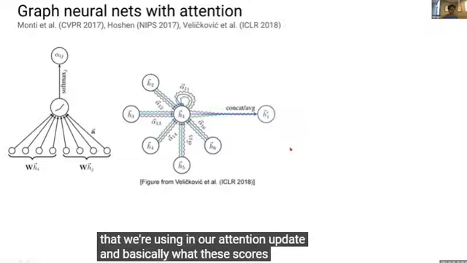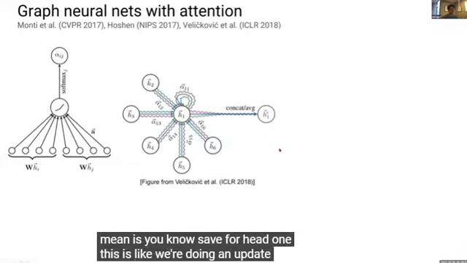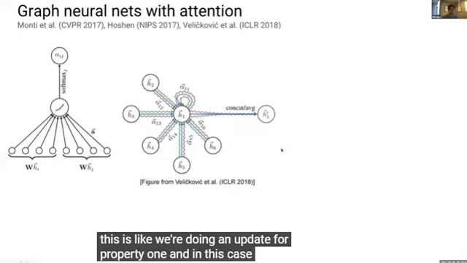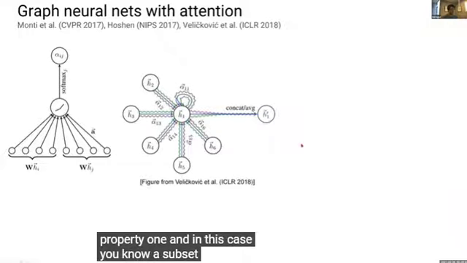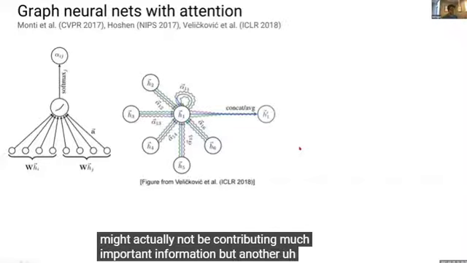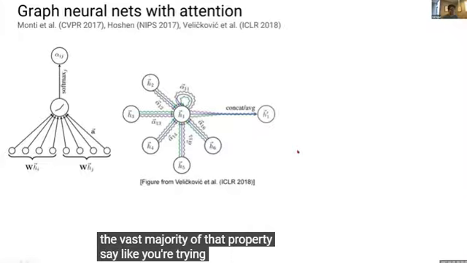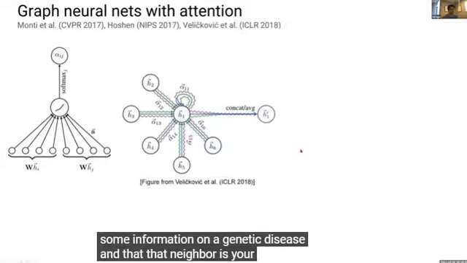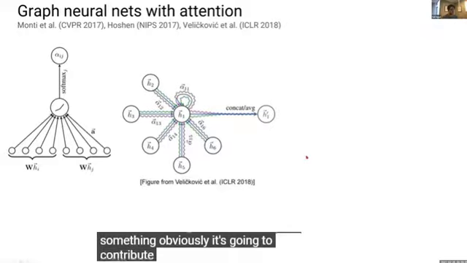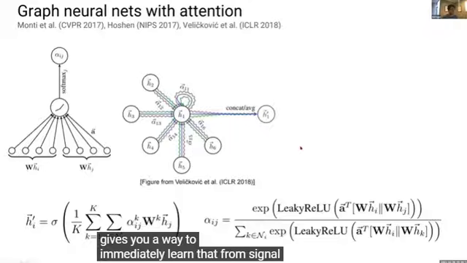And basically what these scores might mean is, say for head 1, we're doing an update for property 1. And in this case, a subset of your neighbors might actually not be contributing much important information, but another one of your neighbors might be contributing the vast majority of that property. Say you're trying to infer some information on a genetic disease, and that neighbor is your mom or something. Obviously, it's going to contribute more, and the attention function gives you a way to immediately learn that from signal.